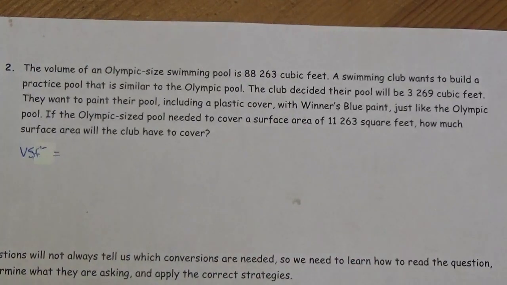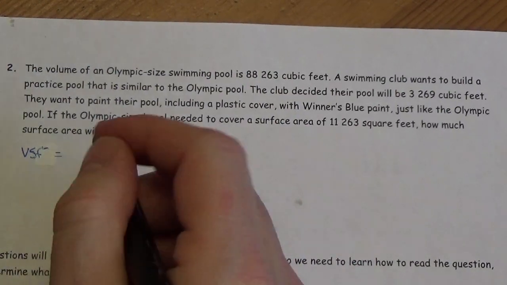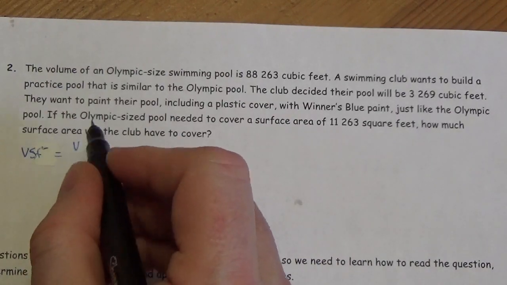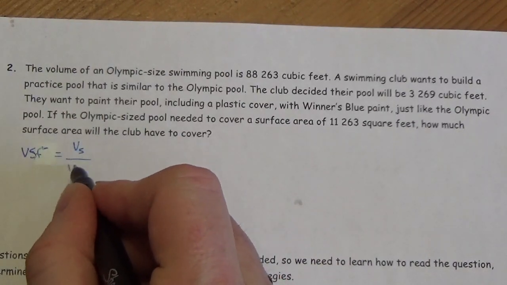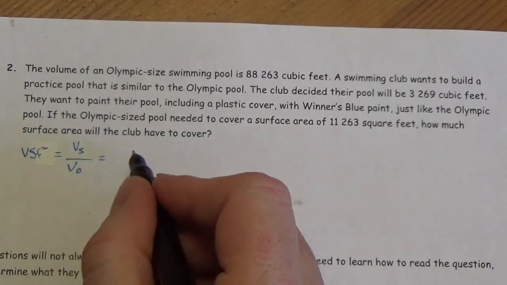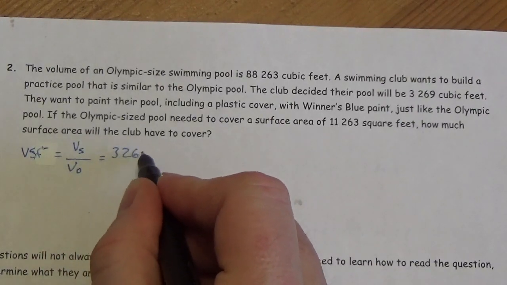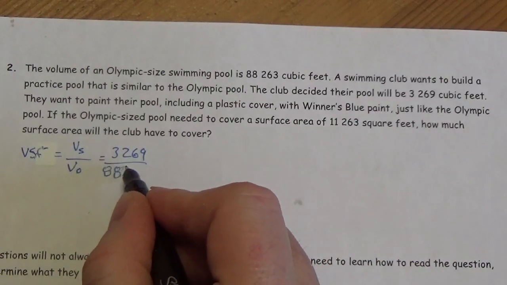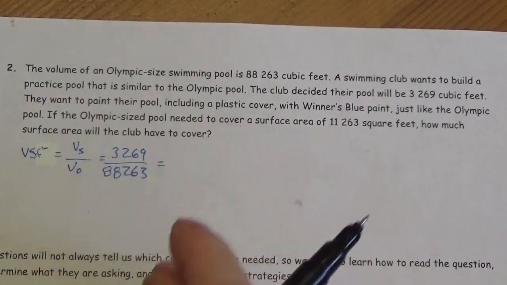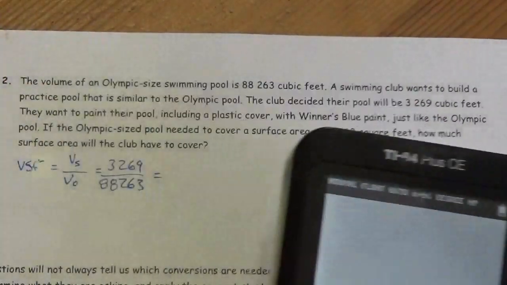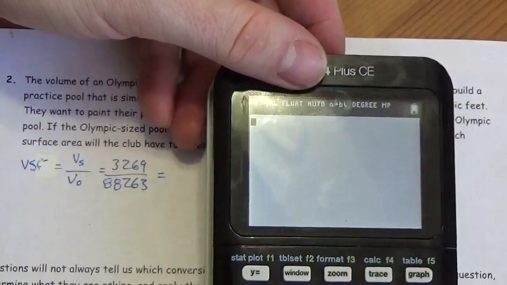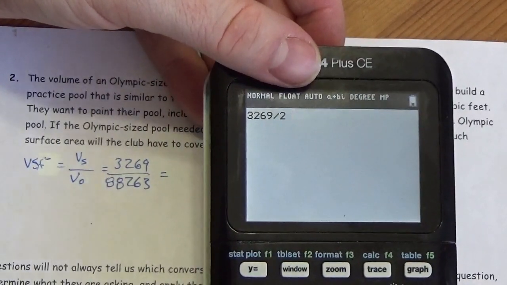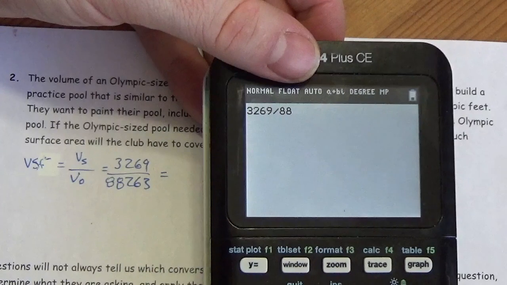And in this case, this is going to be a reduction because we're going to start with the volume of the small pool compared to the volume of the Olympic pool. So the small pool is going to be 3,269 cubic feet, whereas the Olympic-sized pool is going to be 88,263. I'm not going to bother fighting with that. I will make that 3,269 divided by 88,263.